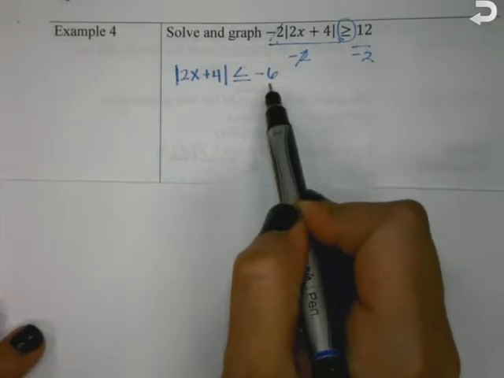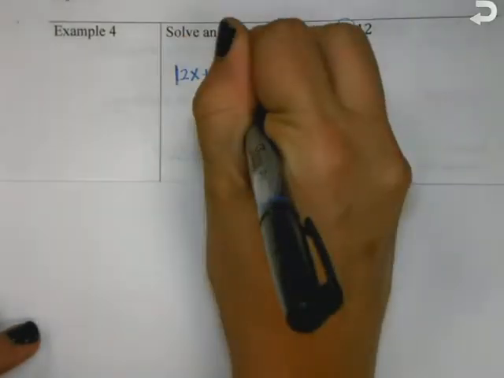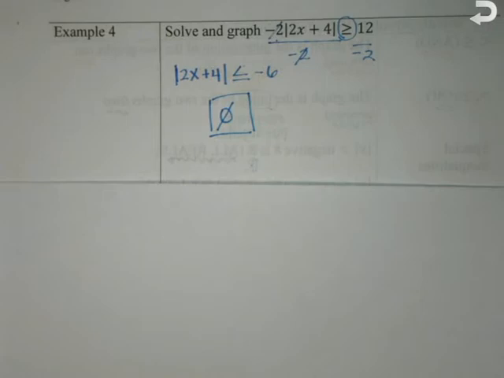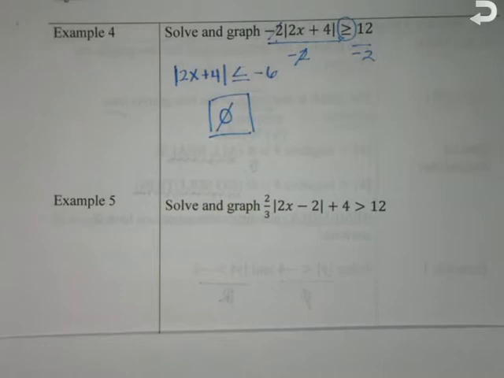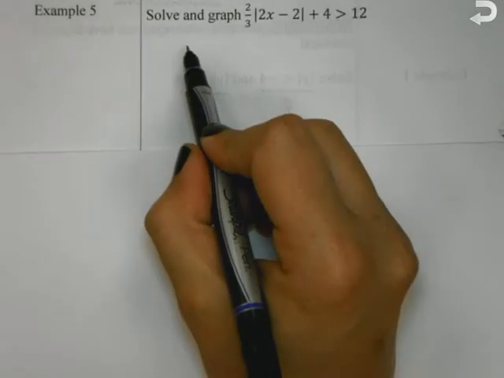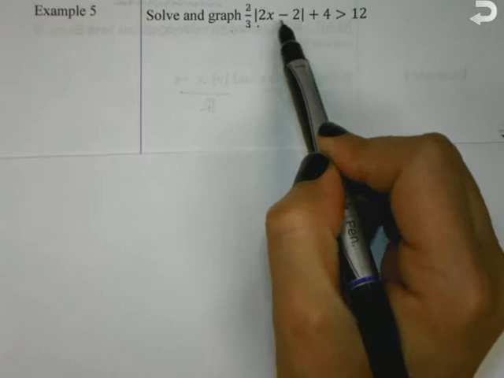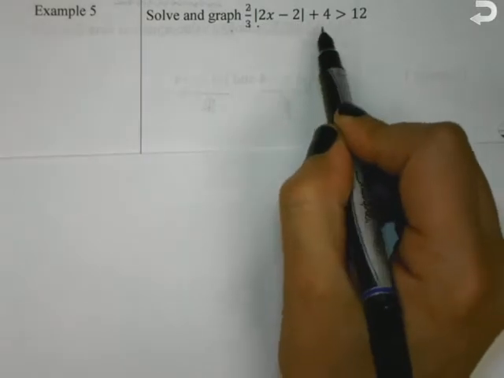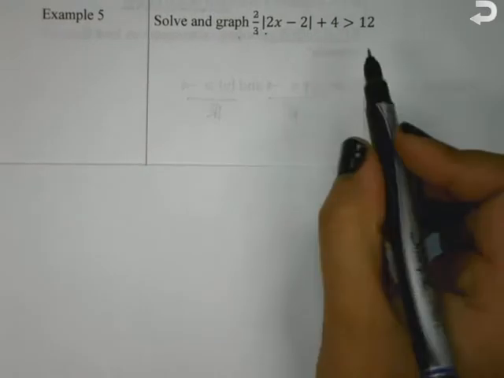So then let's look at something a little more complicated, example number 5. I have solve and graph 2/3 times the absolute value of 2x minus 2, plus 4, all of that greater than 12. So before I can tell if my word is and or or, I need to get the absolute value by itself. So this 2/3 is being multiplied by the whole absolute value, but I first need to get rid of that plus 4. So I'm going to subtract 4 from both sides first.